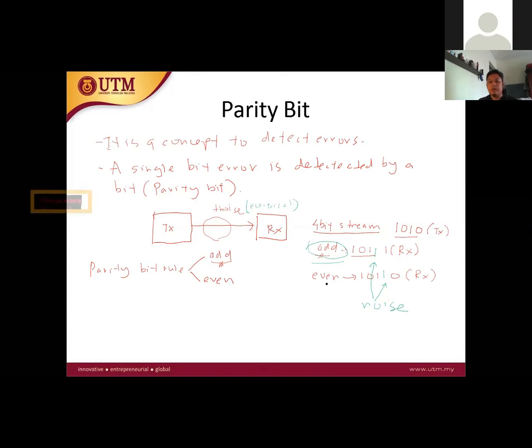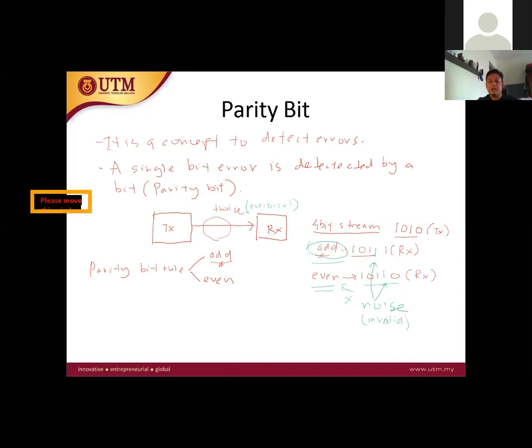Similar to the case if we set even, due to the noise, this bit becomes 1. So when we calculate the total number of ones in the data bits, including the parity bit, the number of ones becomes 1, 2, 3. So it does not comply with even. In this case the data is invalid.